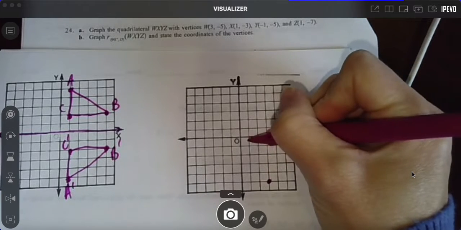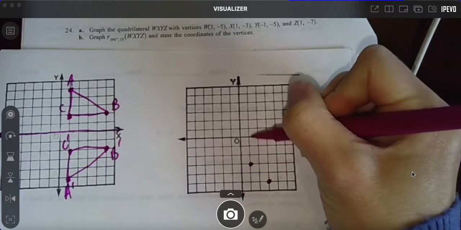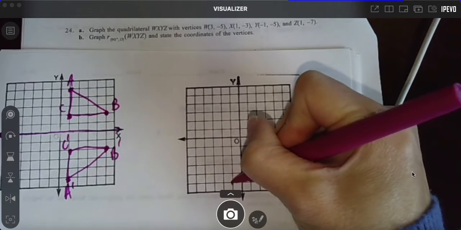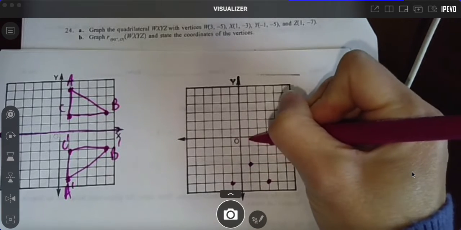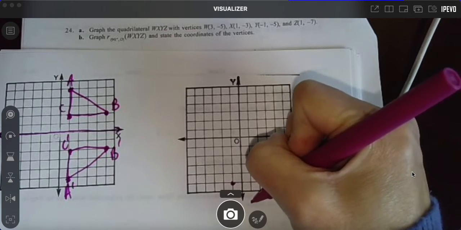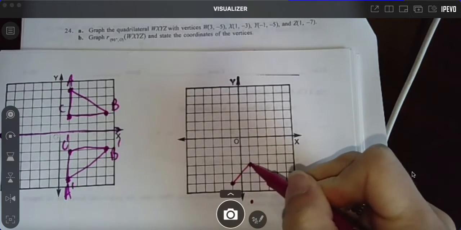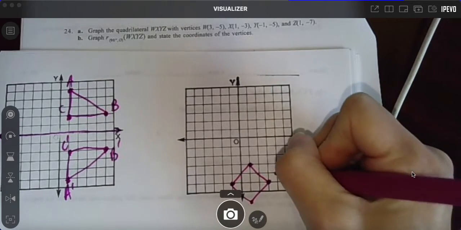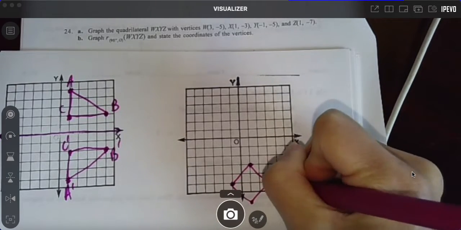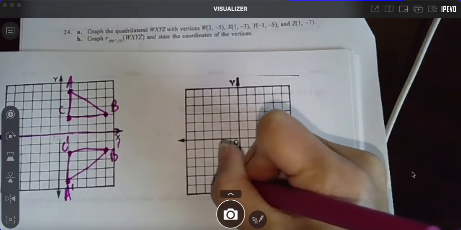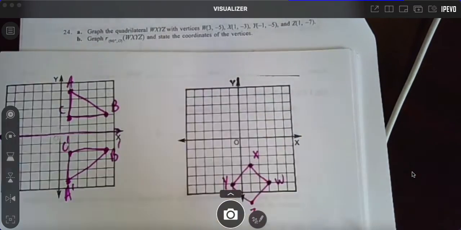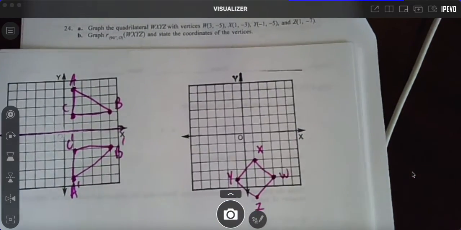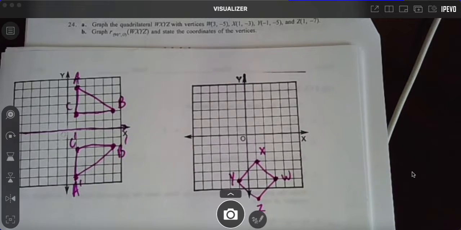I have 1, negative 3. Negative 1, negative 5. And 1, negative 7 would be right there. And I'm going to connect my points. I should have written them. That is W, X, Y, Z. Okay, now it says it wants us to rotate them 90 degrees.